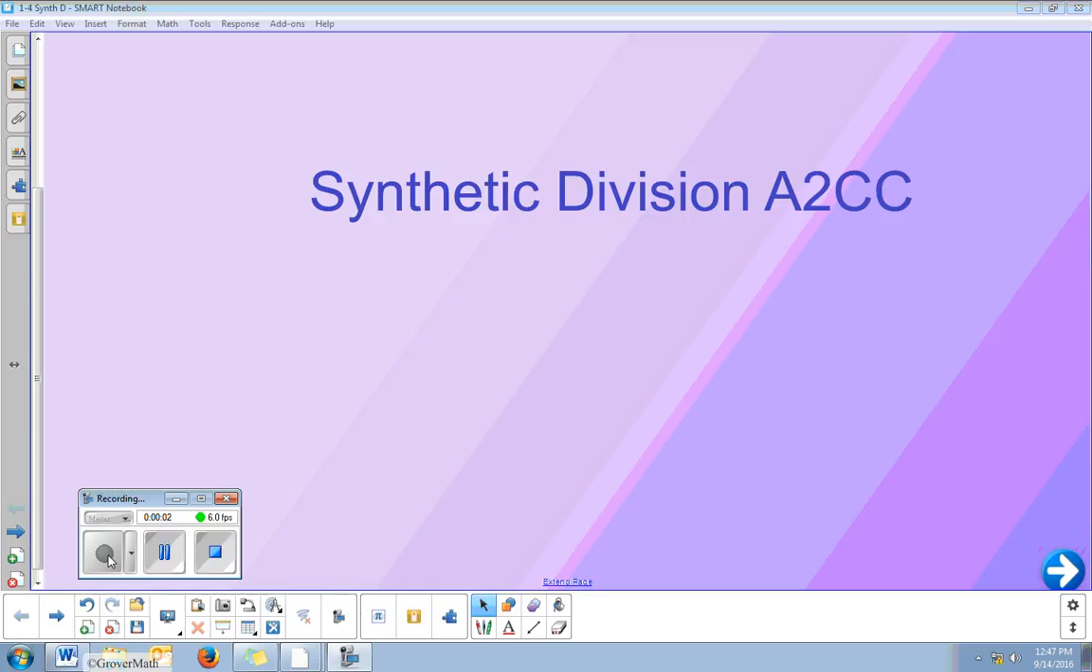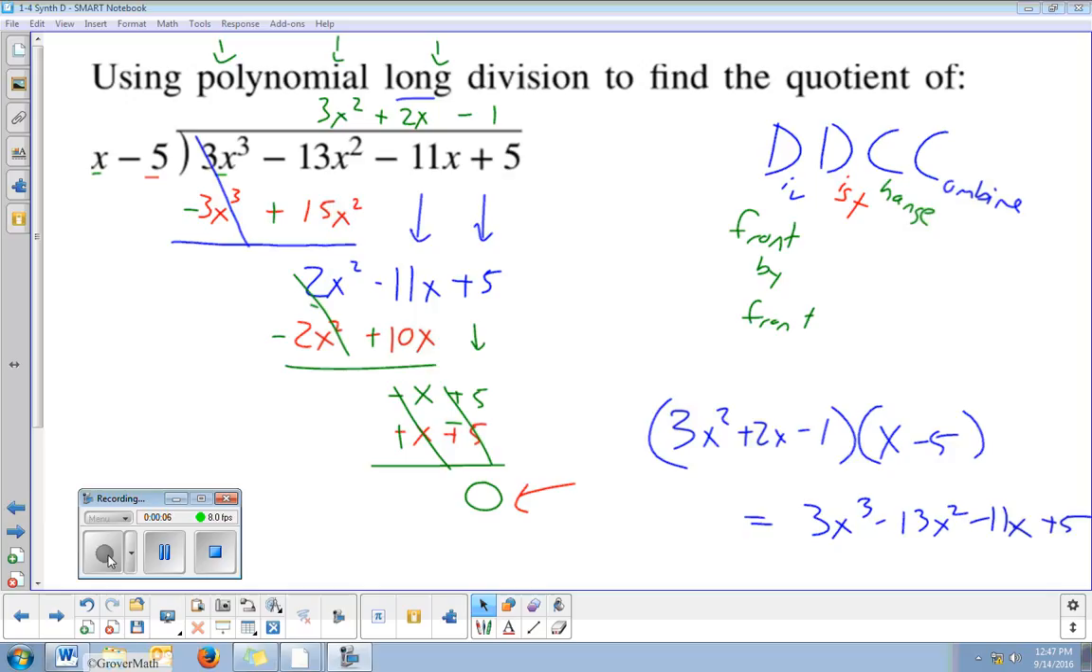Synthetic division, Algebra 2, Common Core. So the video before this was long division. I just want to show you one slide from long division where we did divide, distribute, change, combine, and this was the process for long division.